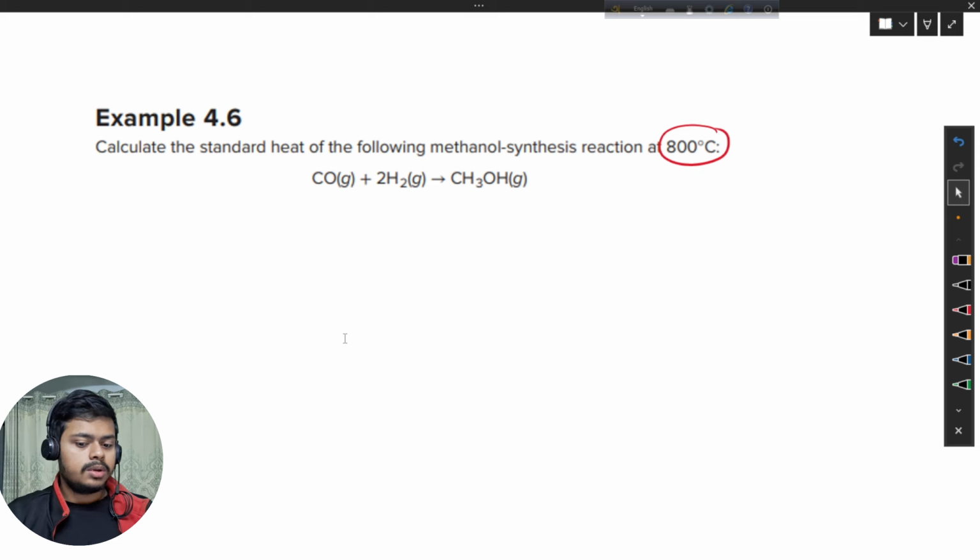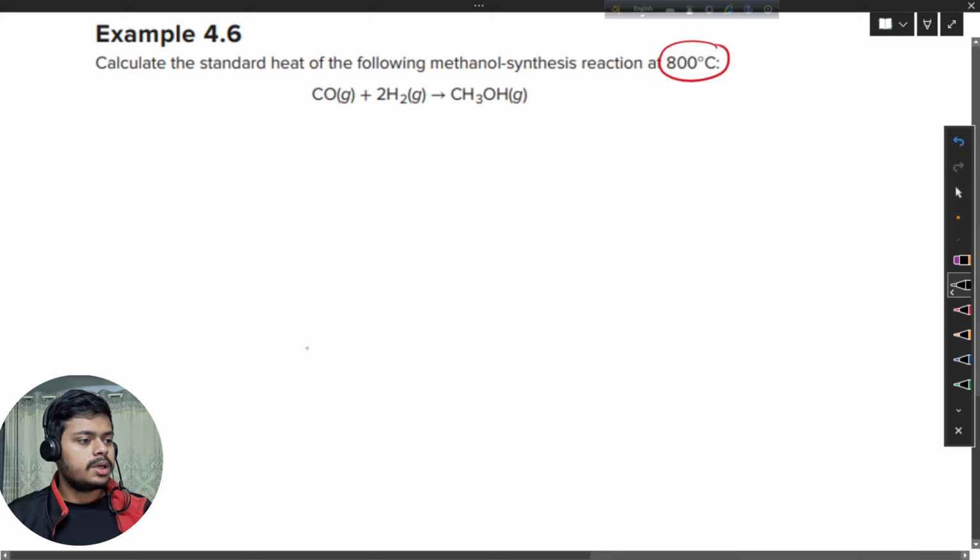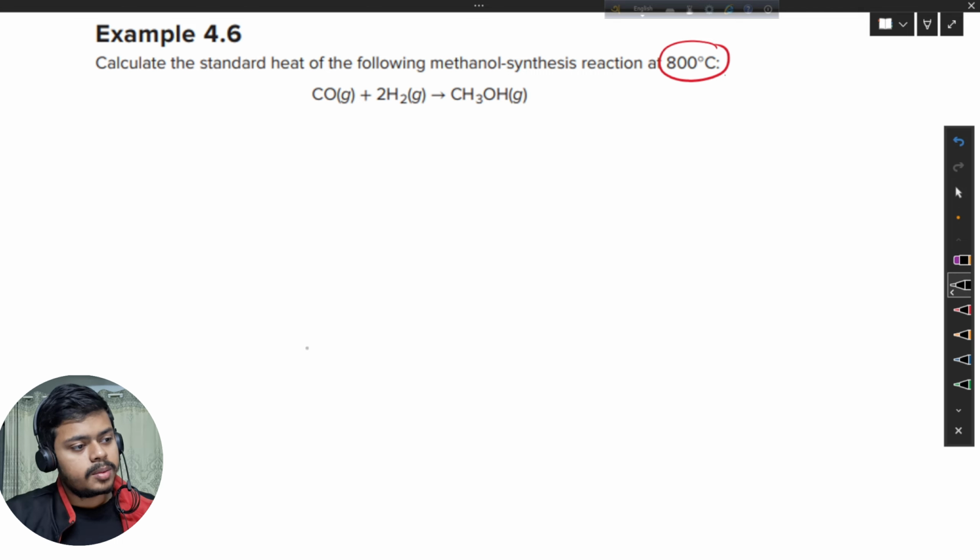Here is an example: the standard heat of the following methanol synthesis reaction is given, and the question demands that we determine the heat of reaction at 800 degrees Celsius.